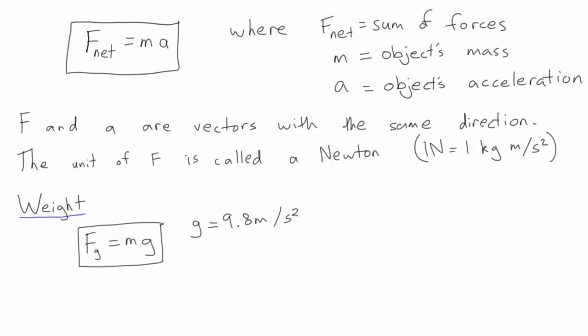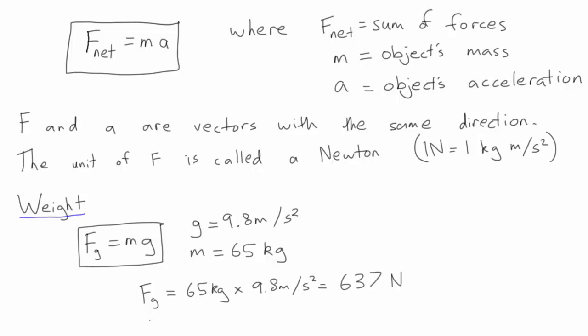We can calculate the weight force for a person. Let's say the mass is 65 kilograms, then the weight force is equal to 637 newtons. Now, because our first two quantities, m and g, were only given to two significant figures, we should only give our answer to two significant figures as well.